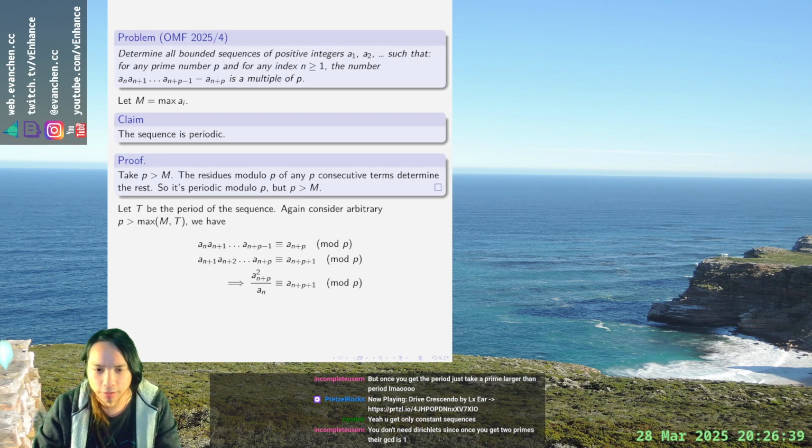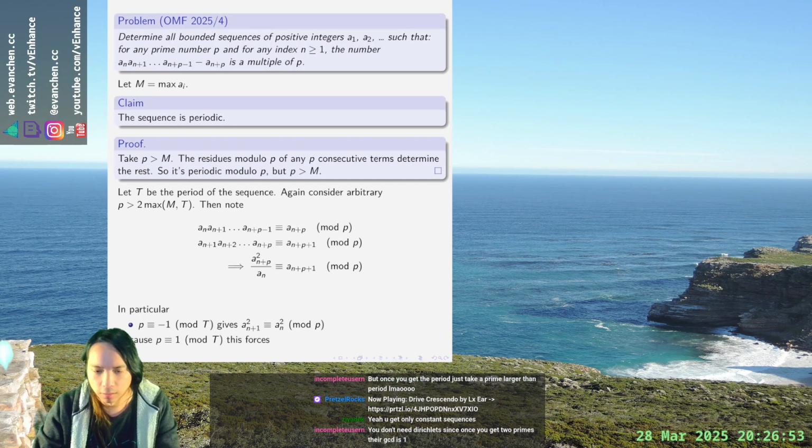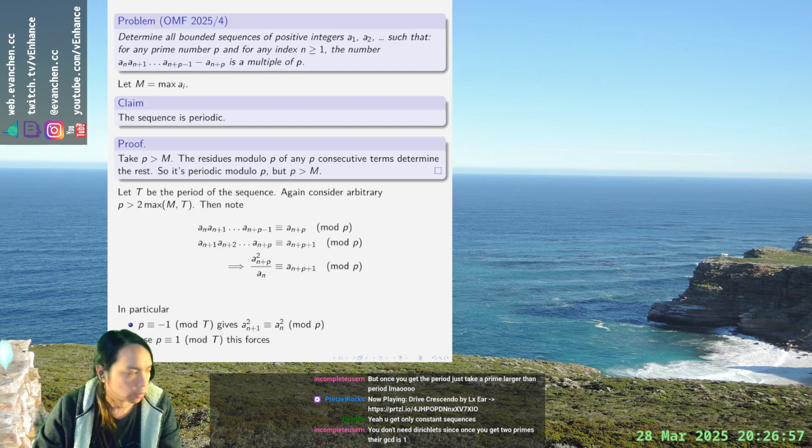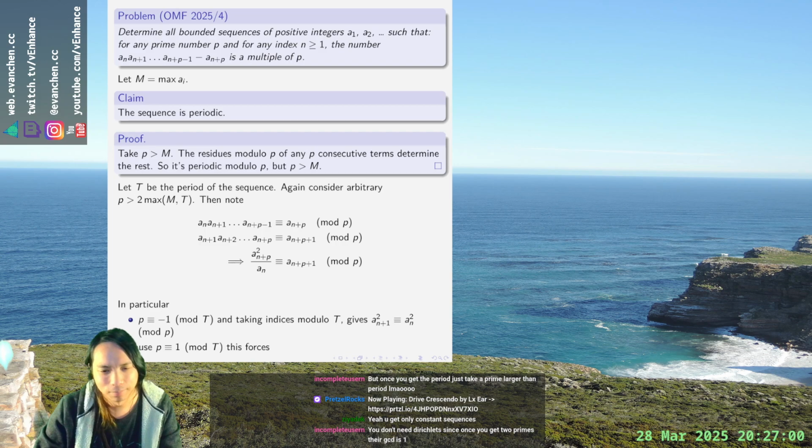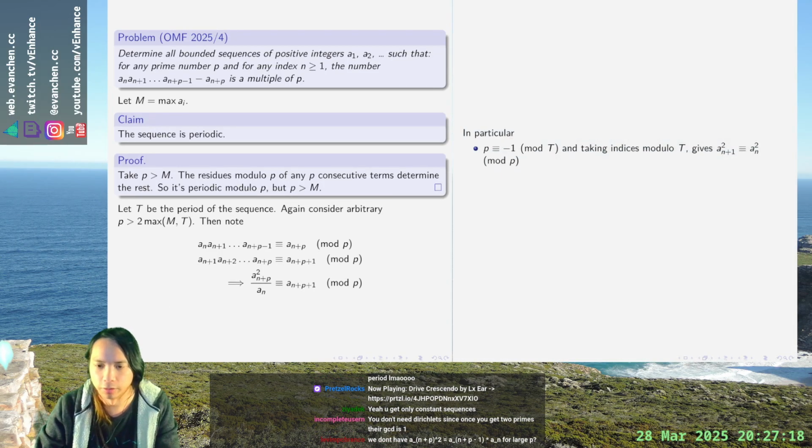You get a_n plus p squared... Okay, so we're going to actually just take p to be much larger, give it a factor of 2, then you get a_n squared mod p. Again, because we can take indices modulo t. Whatever. I'm not opposed to just copying out with Dirichlet. Because p is larger than 2M, we get a_n is a_n plus 1. So only constant sequences can work. And by Fermat's little theorem, they all work.